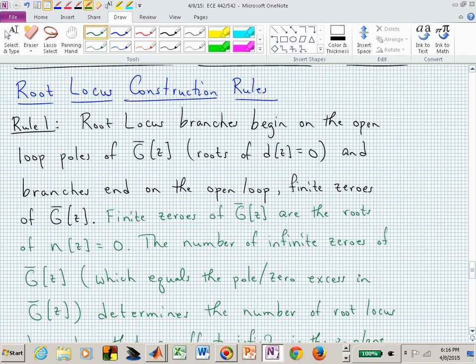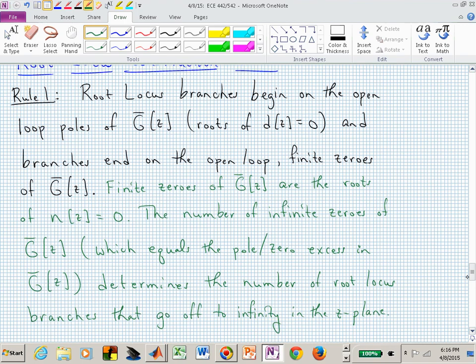Rule number 1 is really just telling us where the root locus starts and where it stops. The root locus branches begin on the open loop poles of g bar. Those are the roots of d of z. And the branches end on the open loop finite zeros of g bar. Then in green is just some added information. The finite zeros of g bar are the roots of n of z, that's the numerator, accounting for the factors from the controller and the plant. Those are both contained in n of z.